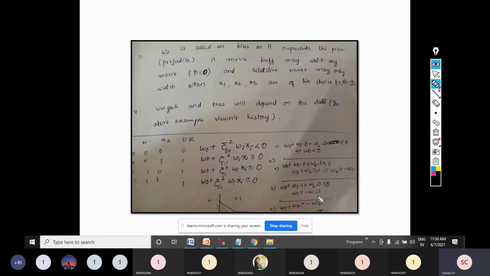Then over a period of time, I try to train my algorithm. I'll make changes in the weights till I get convergence. What is convergence?